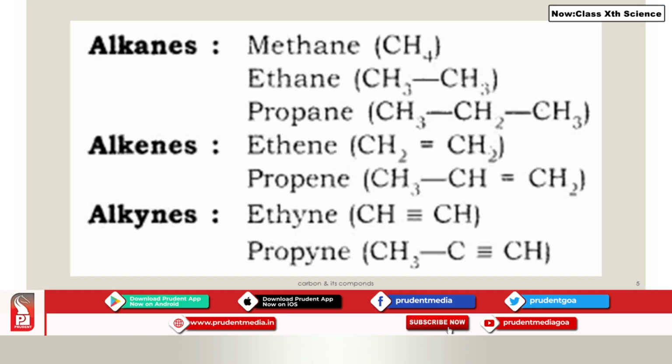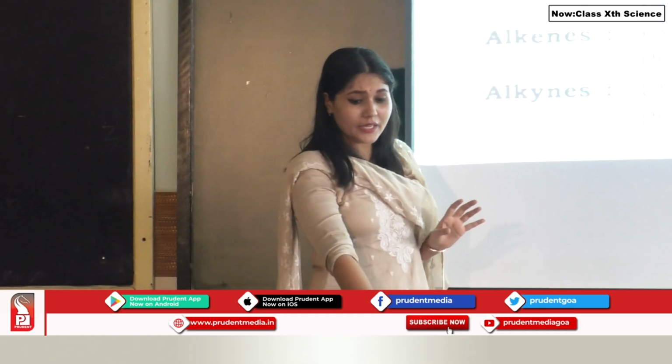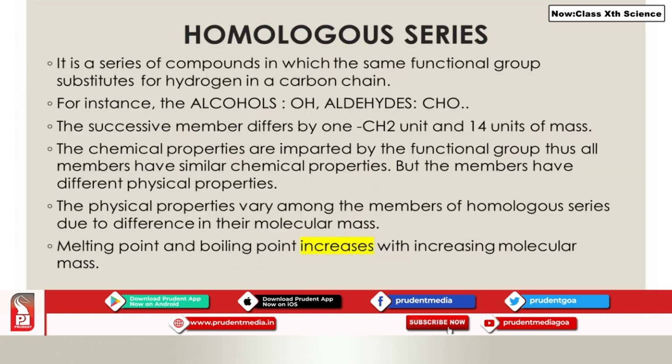So you can see methane, ethane, propane. All of them belong to the family of alkanes. But they differ from each other by a CH2 unit and 14 mass units. And in the case of alkenes, you see ethene and propene, again they belong to the same family of alkenes. Then we have alkynes, ethyne and propyne. So students, such series in which the functional group is the same and the chemical properties are the same are called homologous series.